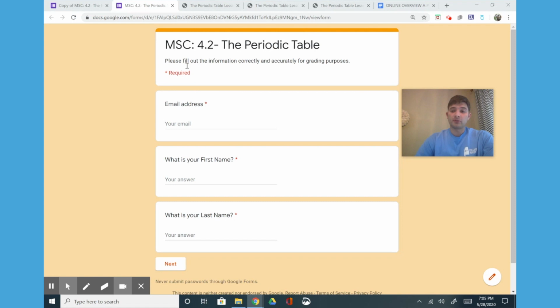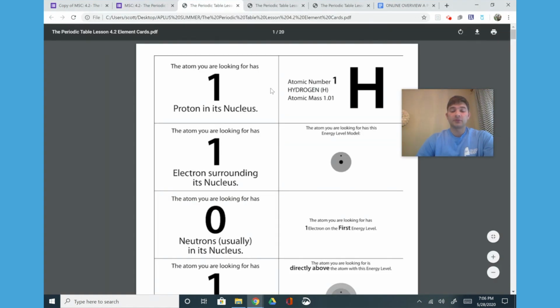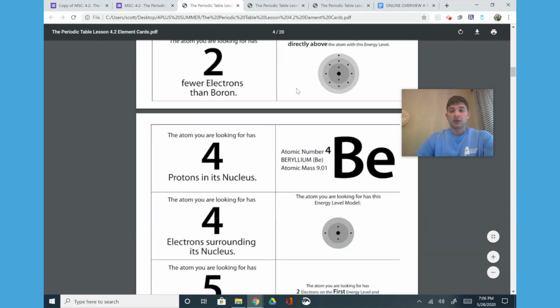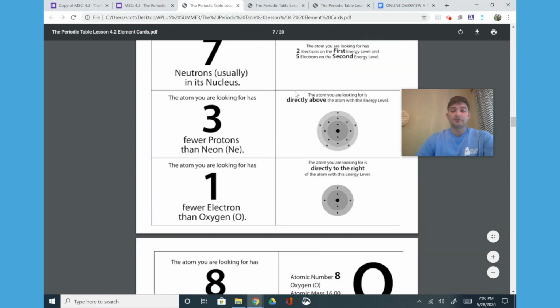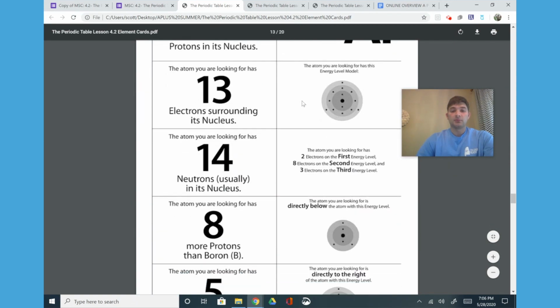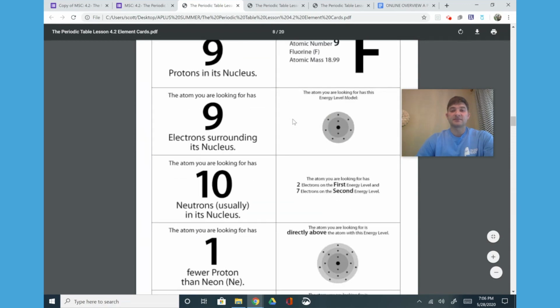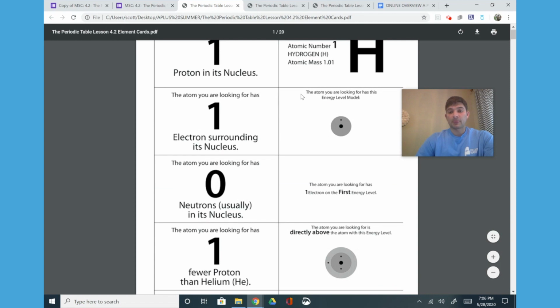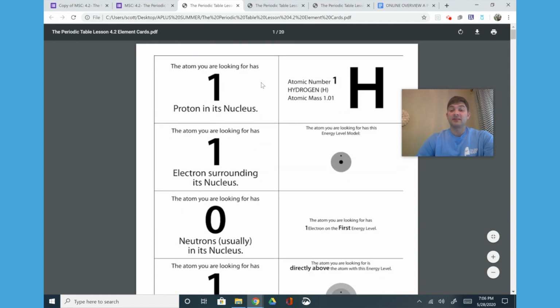So before I actually go over what you need to do, I do want to show you the lab. There's going to be 3 documents in the Unit 2 folder. You got the periodic table lesson 4.2 element cards. And as you can see, it is 20 pages. If you do this lab in your classroom, it is an extremely paper heavy lab. You would only need to print one set of this. You could print like 2 per page or something, and I've done that in the past to save some paper. But it is a very interesting lab.